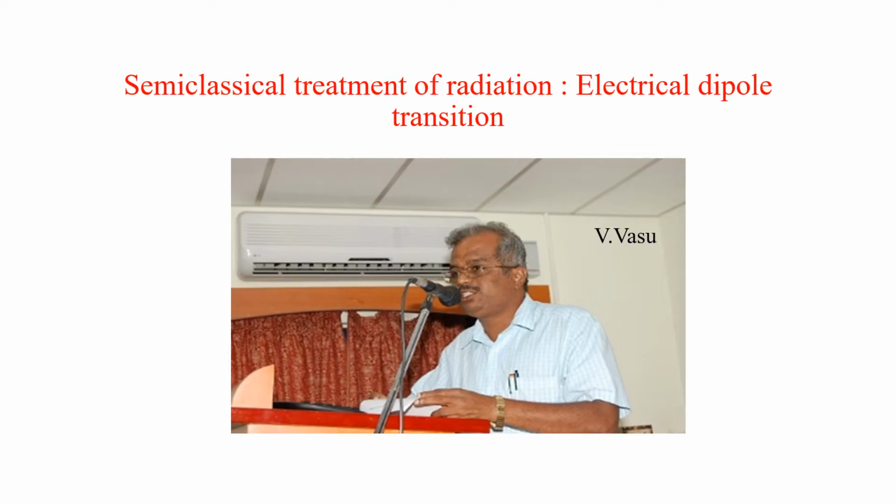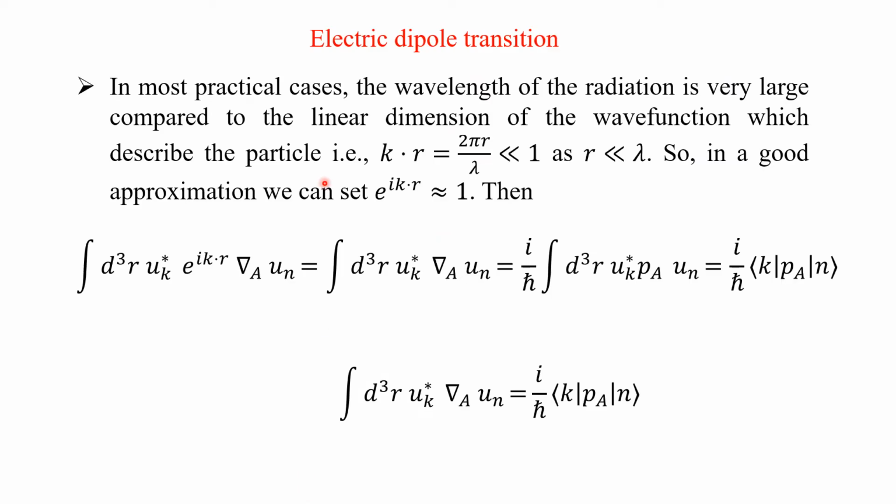In the previous class, semi-classical treatment part 2, we have seen in detail the emission and absorption process. In this class, semi-classical treatment of radiation part 3, we will see the electric dipole transition in detail. This is going to be a very short lecture.